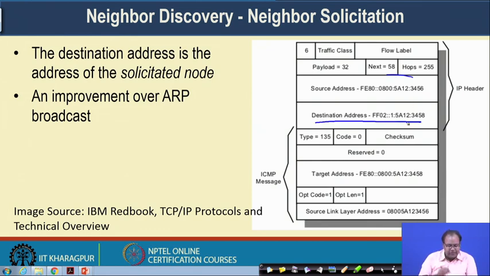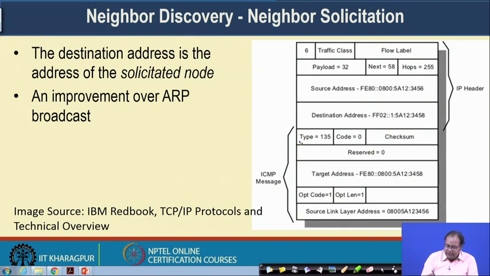This destination address field is an interesting feature that I will come to in a couple of minutes. So, this is the IP address part and this is the ICMP message part, that is the neighbor solicitation message in IPv6. The ICMP extension in IPv6 we call ICMP version 6.